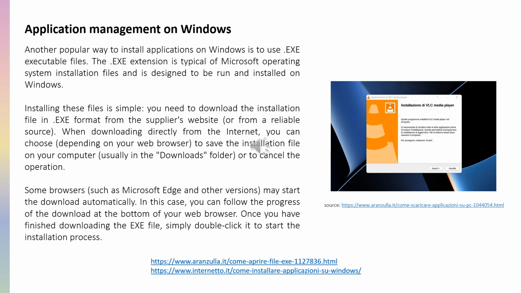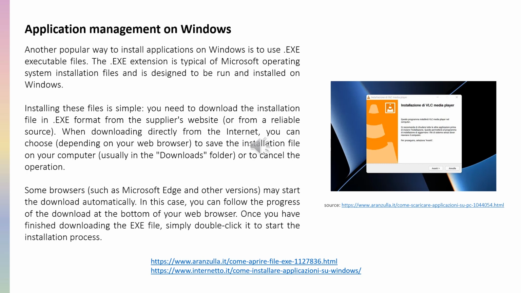Another popular way to install applications on Windows is to use .exe executable files. The .exe extension is typical of Microsoft operating system installation files and is designed to be run and installed on Windows. Installing these files is simple. You need to download the installation file in .exe format from the supplier's website or from a reliable source. When downloading directly from the internet, you can choose, depending on your web browser, to save the installation file on your computer, usually in the Downloads folder, or to cancel the operation.